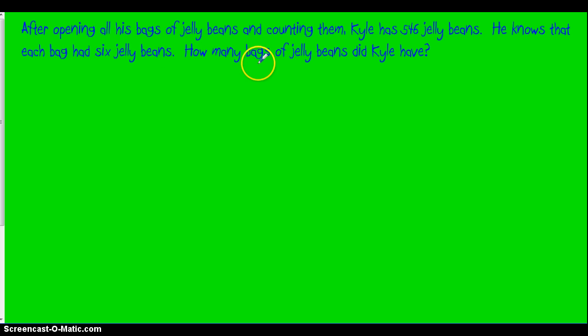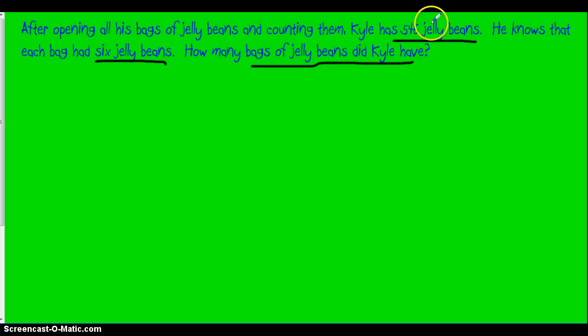Okay, good. So let's take a look at the information that we have so far. We know that Kyle bought jelly beans. He opened all his bags. He counted all the jelly beans. There were 546, and he knows that there were 6 jelly beans in each bag. And he was trying to find out, well, how many bags of jelly beans did he have? I guess he threw all the bags away, so he can't count them anymore.